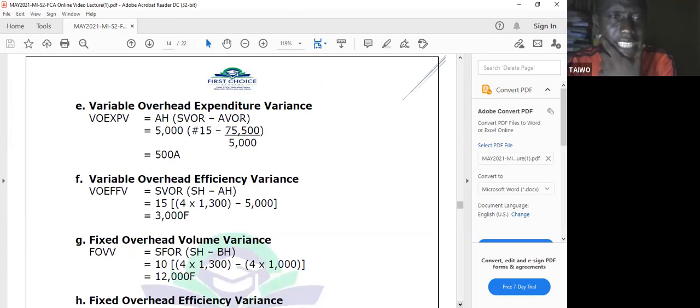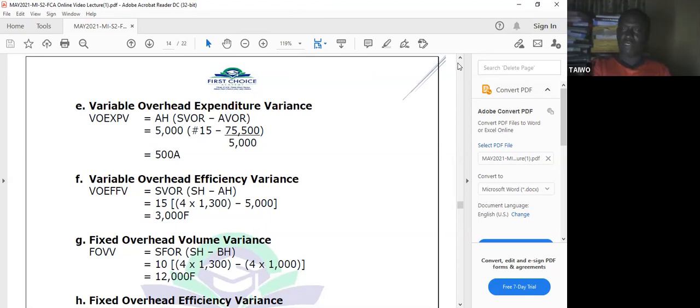Now, let's look at the variable overhead expenditure variance. Variable overhead expenditure variance is about the variance between our standard variable overhead rate, how much is the rate of absorbing the overhead, and the actual rate. Are you getting me? That's the standard variable overhead rate. And if you want to get that, you find the difference: the standard variable overhead rate minus the actual variable overhead rate. The difference there is what you multiply by the actual labor hours.